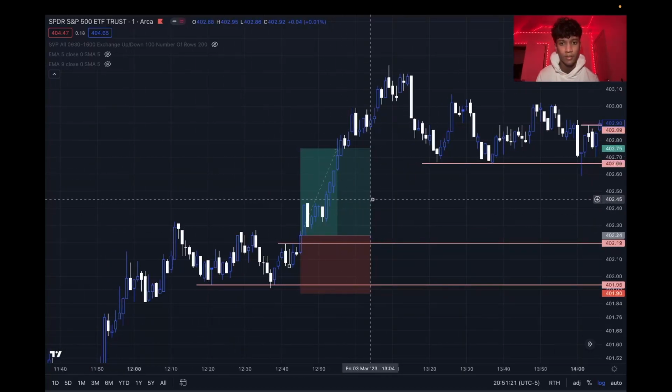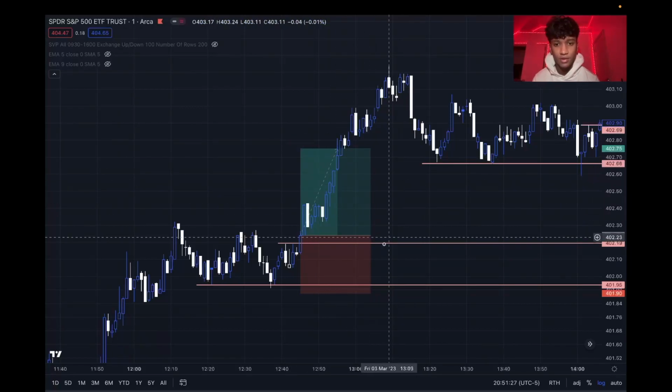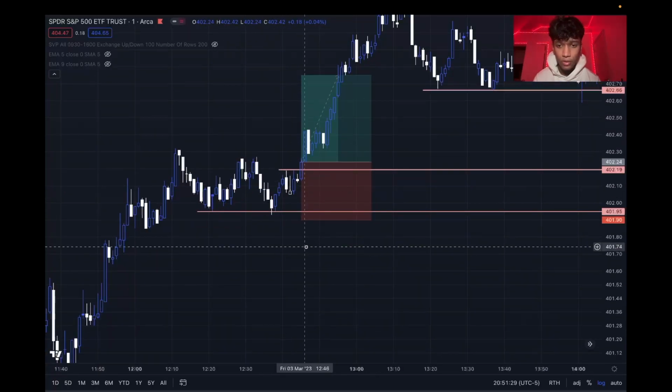It was a crazy move. If you're in the premium, you know I made like $1,000 to $2,000 just off of this one trade right here. So we're gonna look at other examples as well, so don't trip.